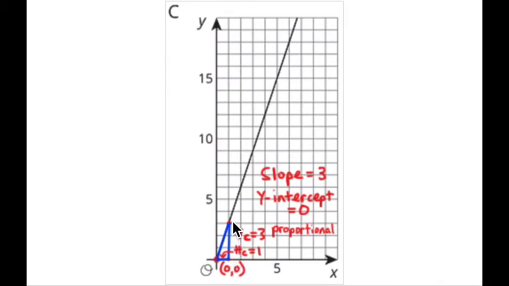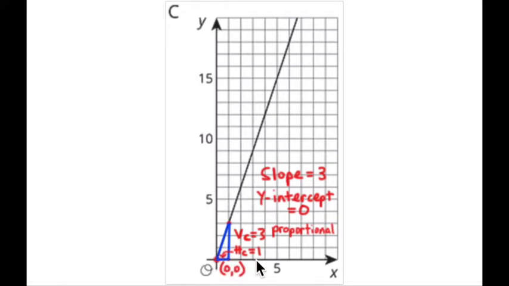It's 3 units along the y-axis. So that slope is 3 units along the y-axis for every 1 unit along the x-axis. So 3 over 1 equals a slope of 3. And where does it cross the y-axis? At 0. So this is a proportional relationship.